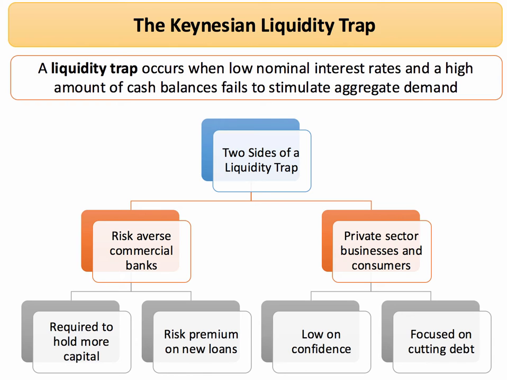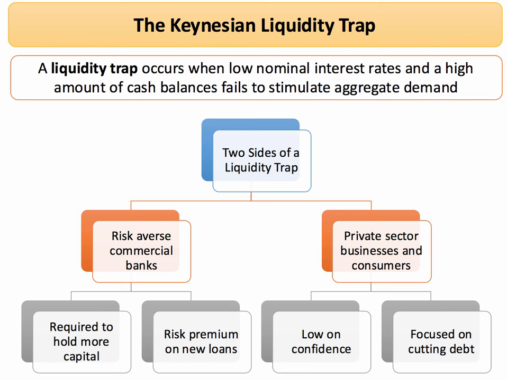A liquidity trap happens when low nominal interest rates, that's the interest rate not adjusted for inflation, and a high amount of cash balance, in other words the economy is not short of liquidity, both of those factors fail to stimulate the growth of aggregate demand. There are two sides to a liquidity trap.